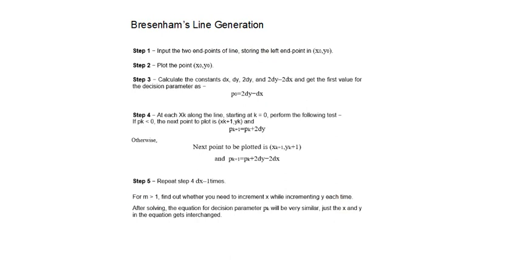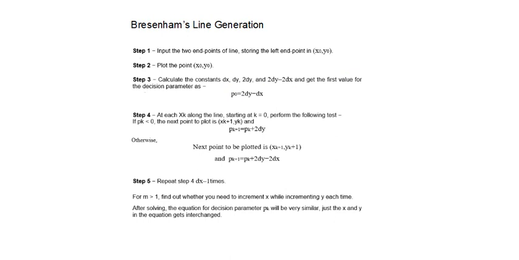So what to do? For lines having slope less than 1, first step is input the two endpoints and store the left endpoint in x0, y0. Now plot the point x0, y0. After that, calculate dx, dy, 2dy minus 2dx, and get the first value of the decision parameter. These are constants, you want to calculate them or not, doesn't matter. But the first value of the decision parameter is important here.